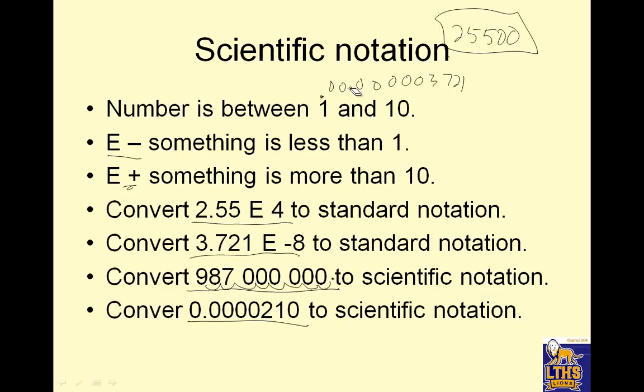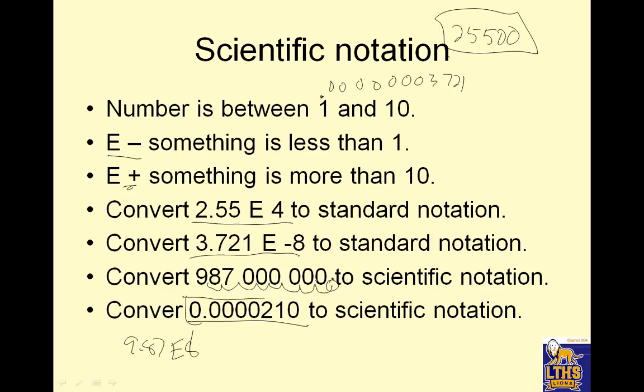Now if you notice, wait, what am I doing? That's not right. So what I'm going to do is my decimal point in my mind's eye is right here. And I'm going to keep moving it until I get a number between 1 and 10. That's 9.87. That's where I'm going to put it. So it's going to be 9.87 E, it's going to be positive because this is bigger than 1. 3, 6, 7, 8. E8.